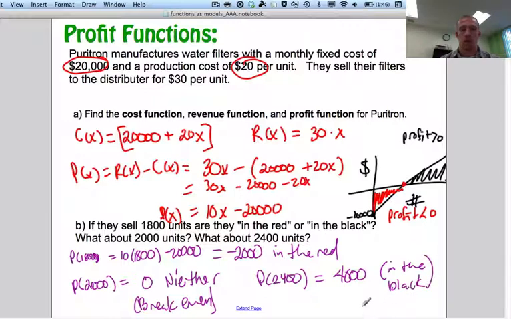Alright, so that's a profit function. Let's look at supply and demand.